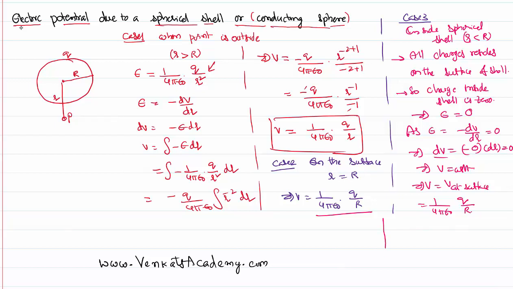So if you try to draw a graph for the variation of electric potential, taking the distance on x-axis, potential on y-axis, inside a spherical shell until the radius, potential remains constant, that is 1 by 4 pi epsilon naught Q by R. Outside the spherical shell it decreases this way, 1 by 4 pi epsilon naught Q by r. This is how voltage varies with distance in the case of a spherical shell, which is similar to that of a conducting sphere too.